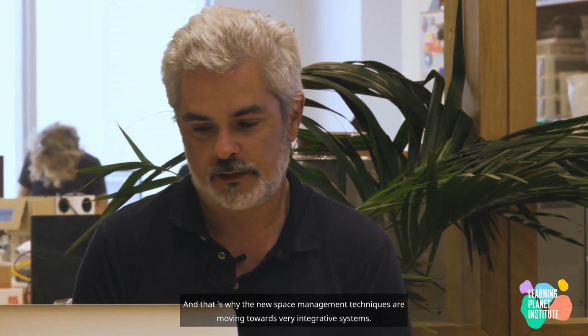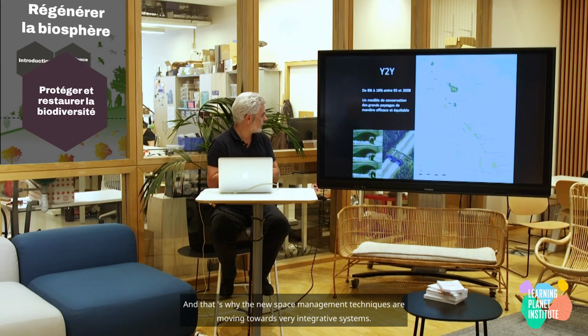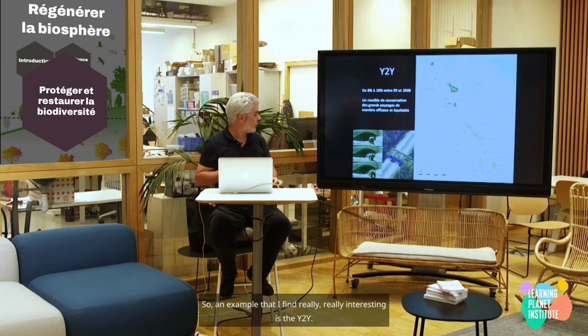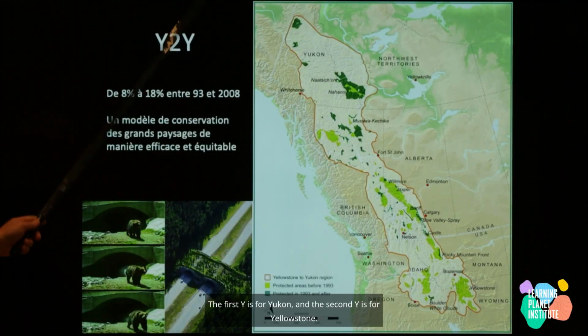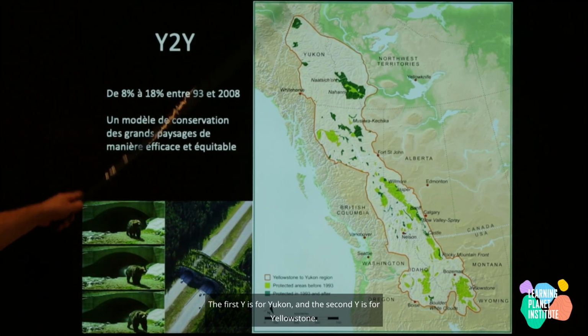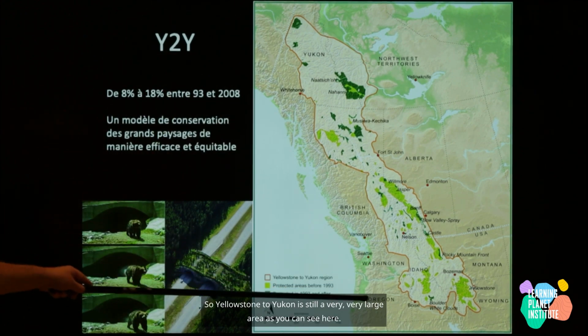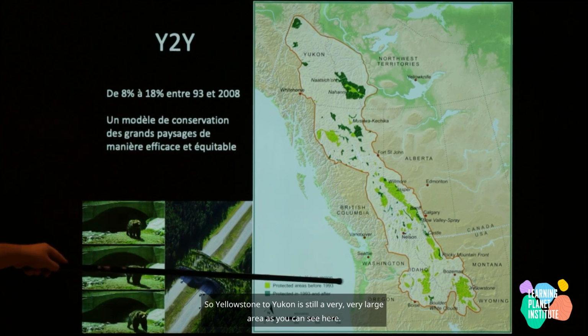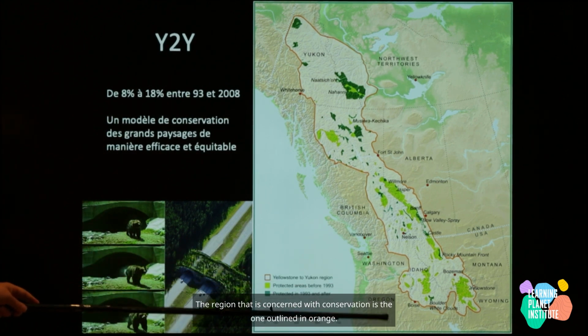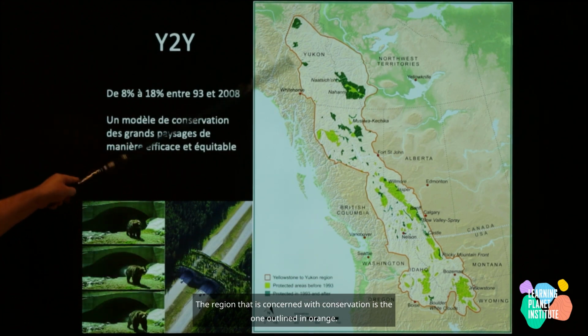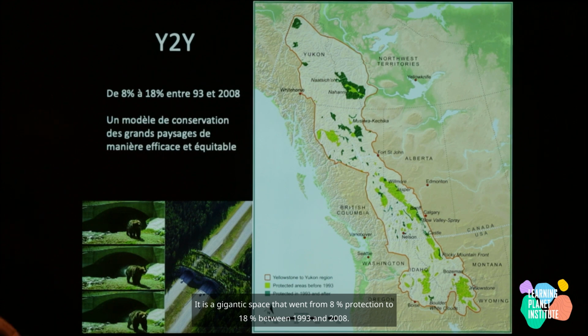And that's why the new space management techniques are moving towards very integrative systems. An example that I find really, really interesting is the Y2Y. The first Y is for Yukon and the second Y is for Yellowstone. So Yellowstone to Yukon is still a very, very large area, as you can see here. The region that is concerned with conservation is the one outlined in orange. It is a gigantic space that went from 8% protection to 18% between 1993 and 2008.